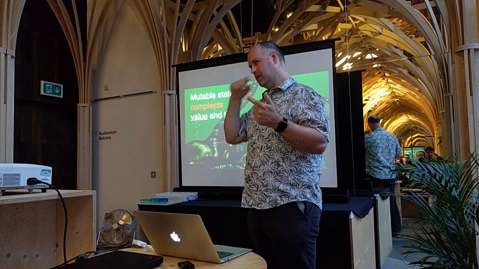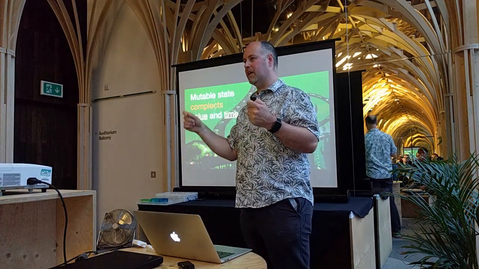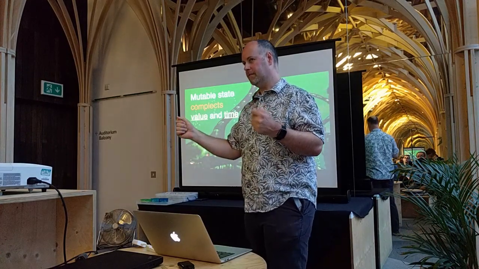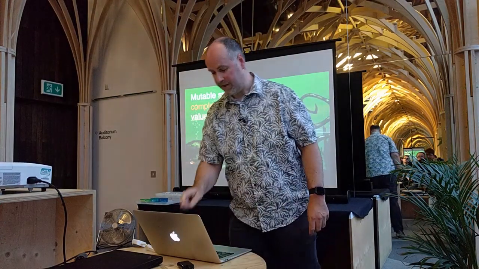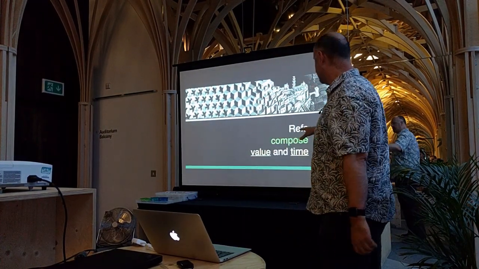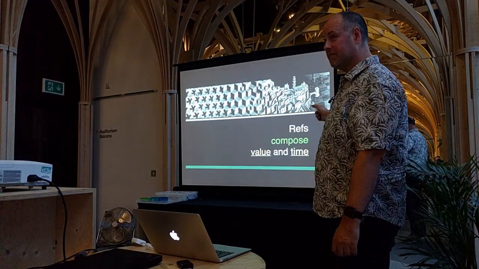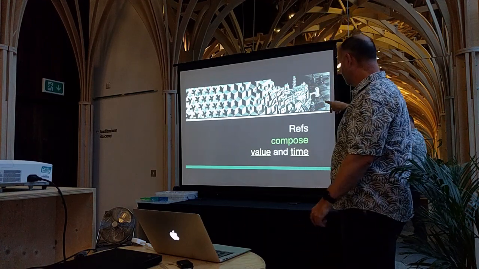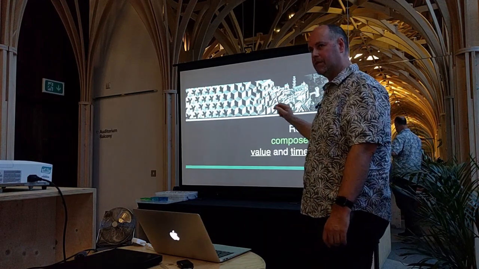But if it's mutable, you have to reason about its value at a particular time. That's where it gets complicated. So that's why it's bad. But then he says something else as well, which takes a bit more explaining. He says that refs, discuss what they are, compose value and time.